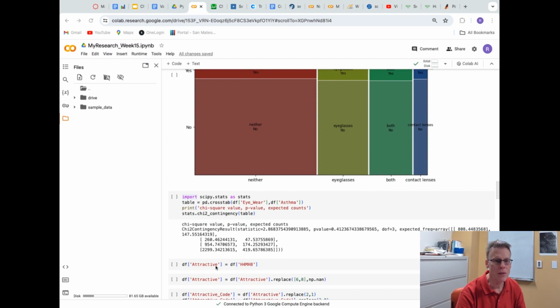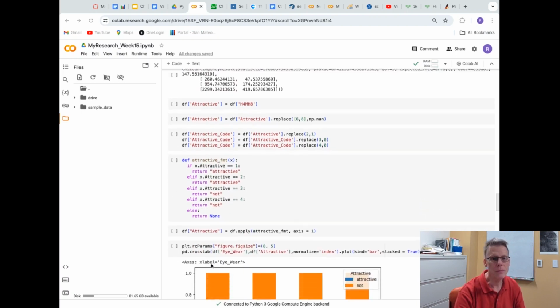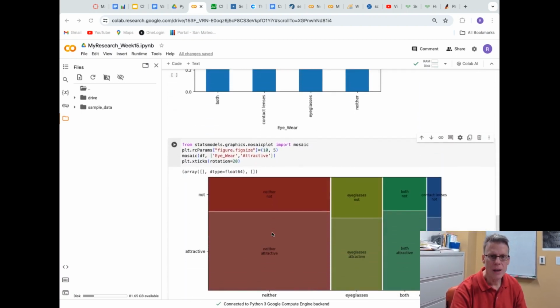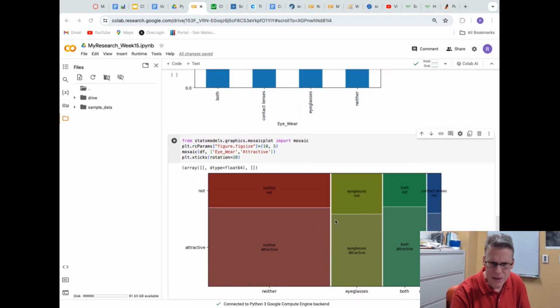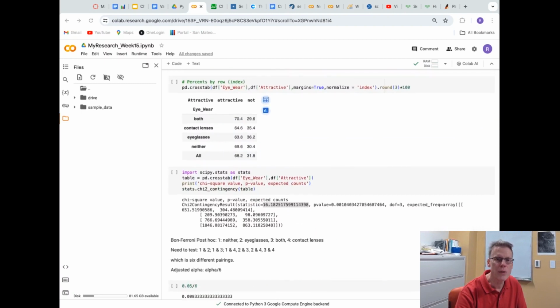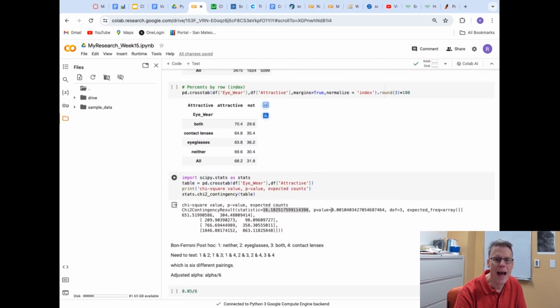We created this new variable, attractiveness, and made that the response variable. Looked at that and said, oh yeah, these differences look more pronounced. Looked at the mosaic plot and oh yeah, these seem like they were kind of different. Went over to do the chi-square test and we had a p-value less than 0.05. It's 0.001. And so we said, all right, we're going to do a pairwise comparison.